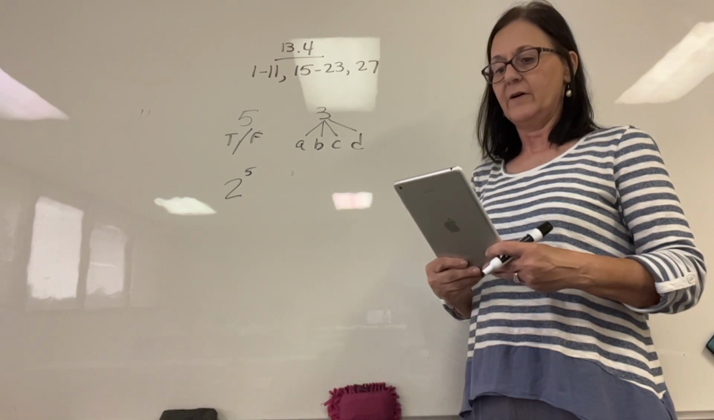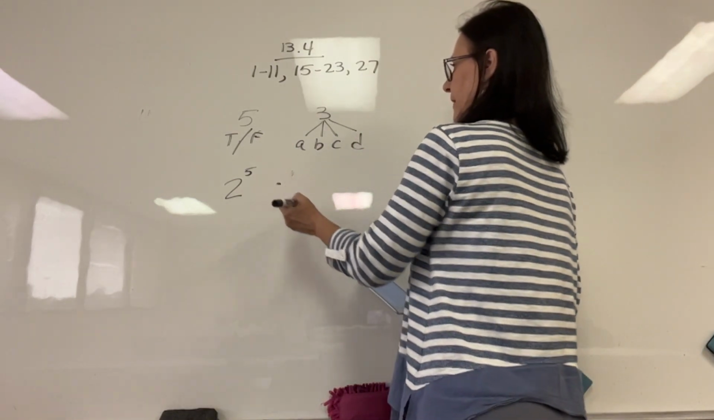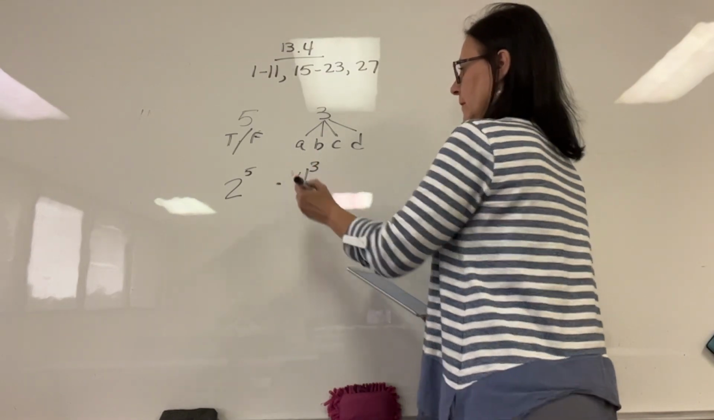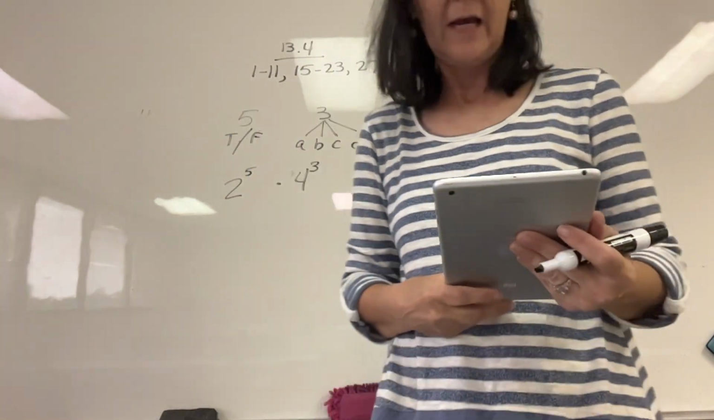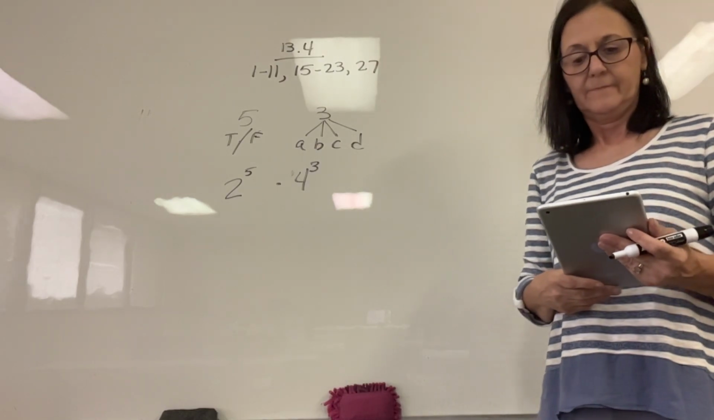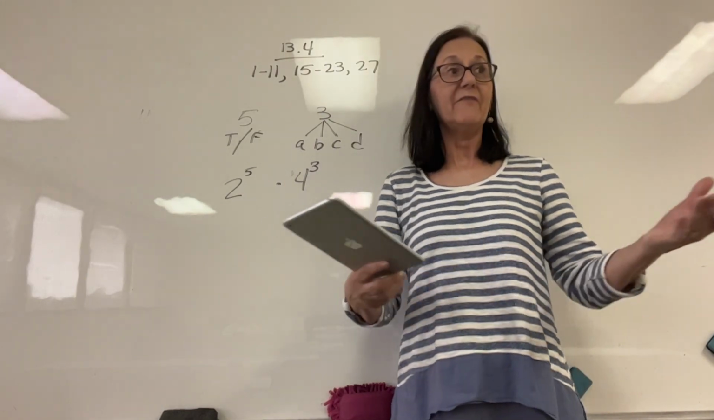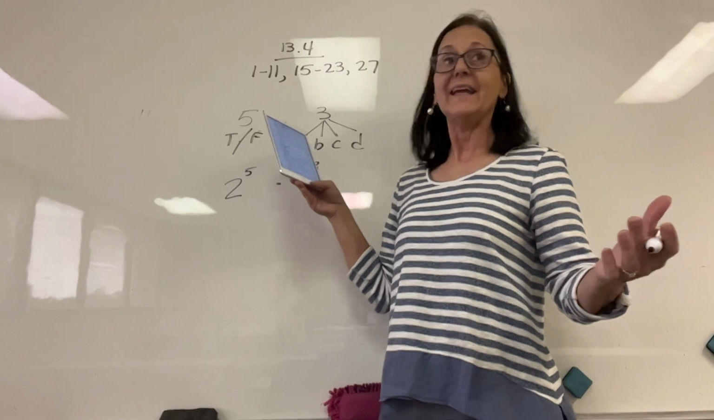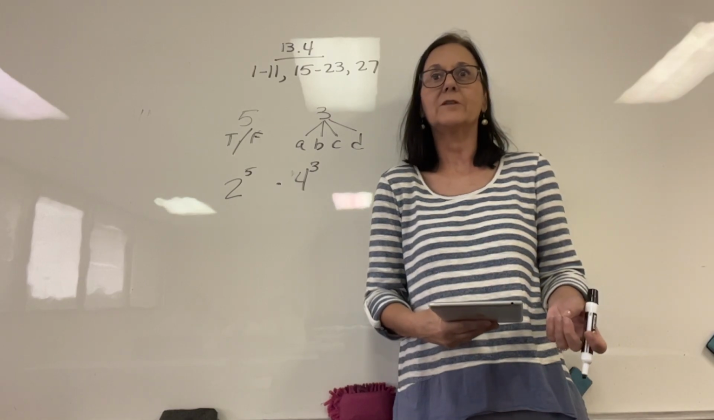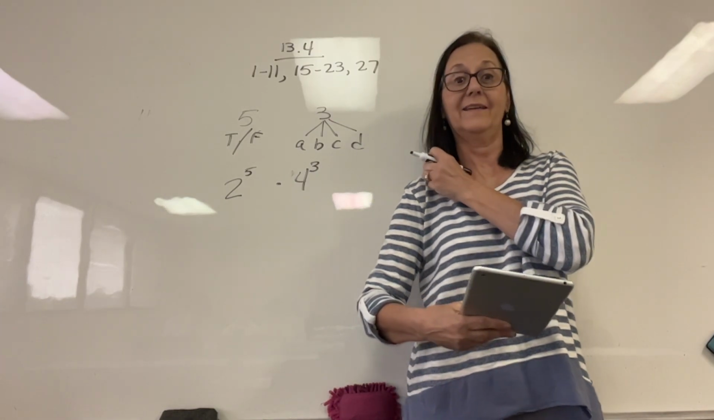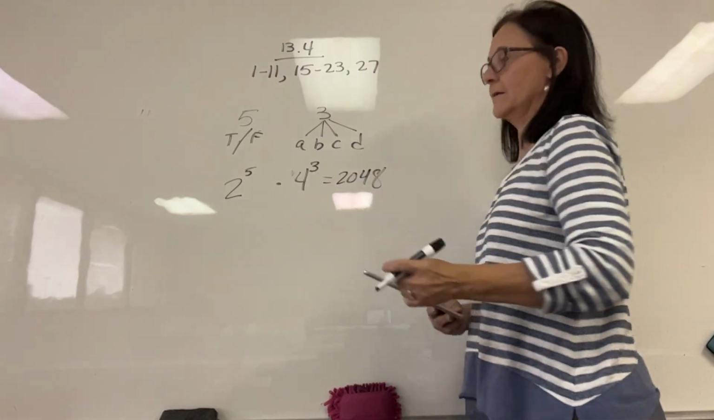But now we have 4 options and 3 questions. So what is that going to be? 4 cubed. What is 2 to the 5th times 4 cubed? You do multiply. Why? How many events are there? There are 8 separate events, because 8 questions. It's not like I'm going to answer 2 questions at one time. All right, so what does that equal? 2048. That is correct. A very large number.